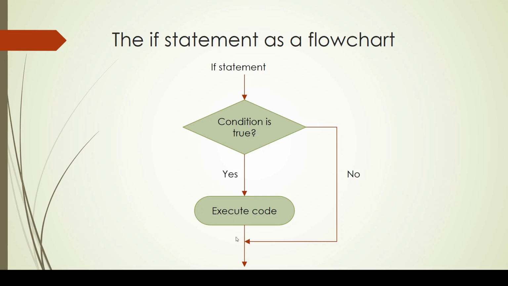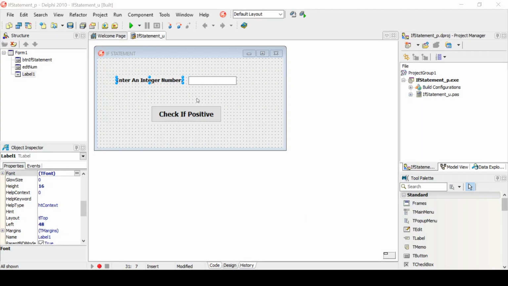Let's now look at some code using Delphi. This is a simple example of how to explain the if statement. So all I'm going to do here is enter an integer number and check if the number is positive. Let's go.